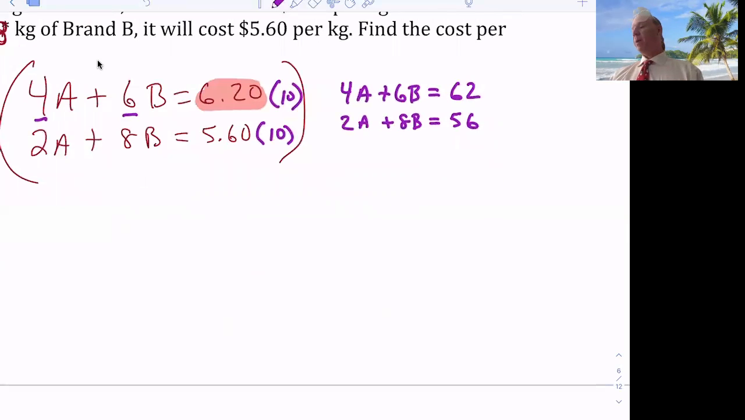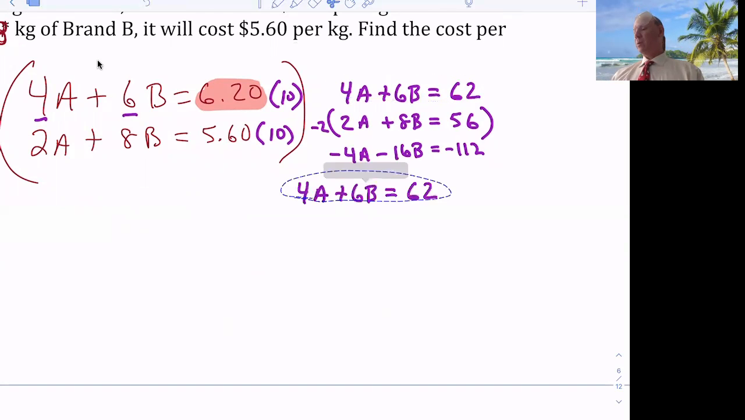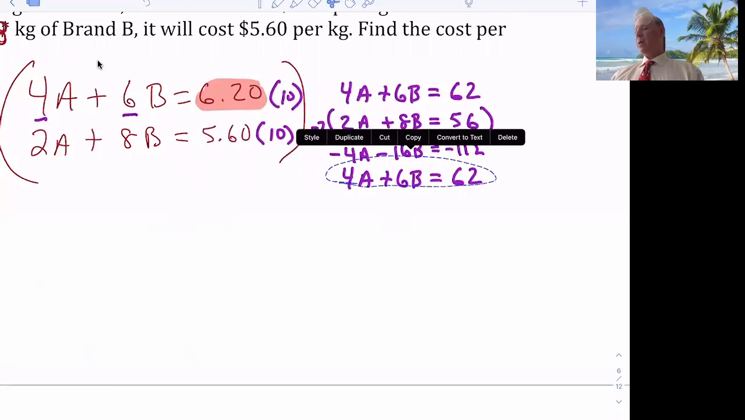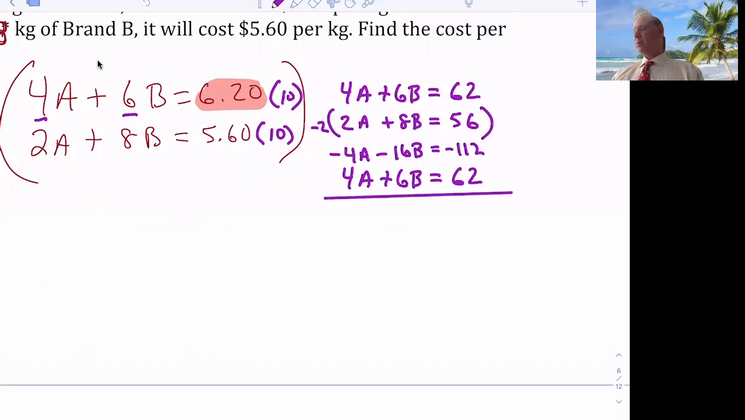Now let's multiply by -2. And when I multiply that by -2, that becomes -4a minus 16b equals -112. And now I'm going to bring down the first equation. And now we're going to add it. So that gives me -10b equals -50. So b was what? 5. Right?